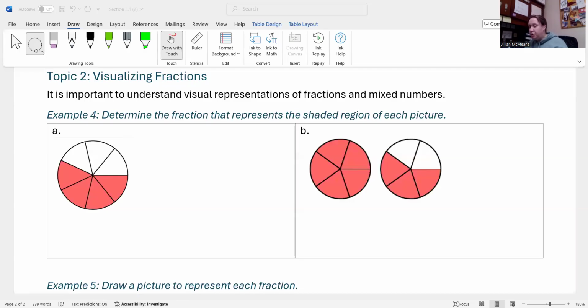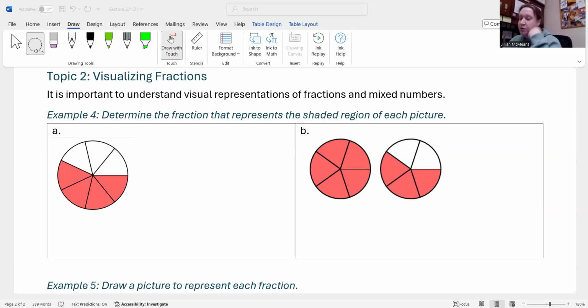Okay, for topic two, we're going to look at pictures of fractions. How can we visualize fractions? Because if you can visualize fractions and understand, hey, this fraction looks like this thing, or this picture represents this fraction, or I can represent a fraction on a number line, what would it look like on a number line? That's going to go a really, really long way in understanding what we're going to do in the future section. So visualizing fractions is really quite important.